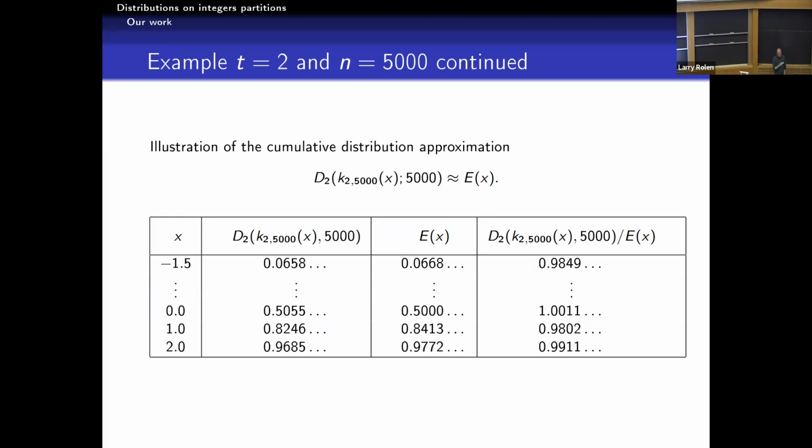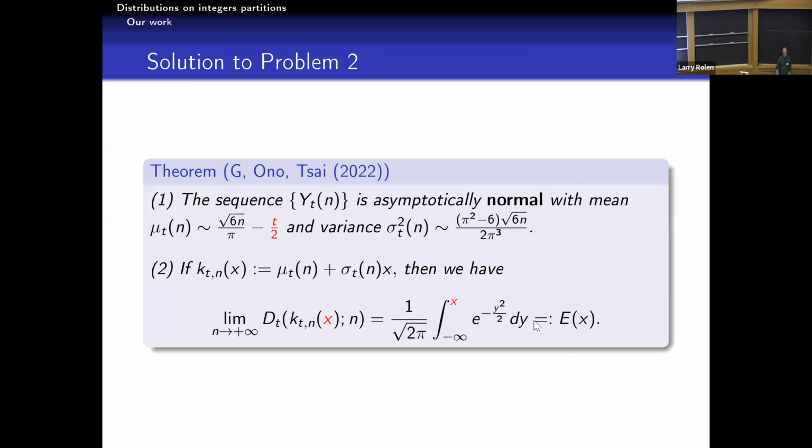So let's do an example again. We're going to take T equals 2. So this is the number of 2's that show up in the hooks of these partitions. We're going to let D be our true cumulative probability distribution. E of x is going to be this right-hand side, so the pure normal distribution.